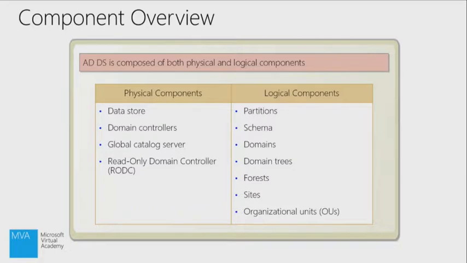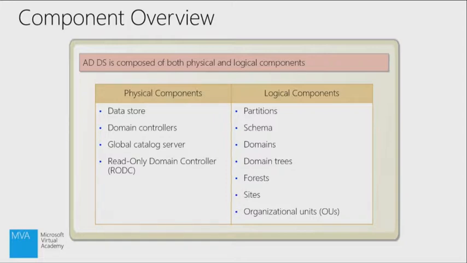Component overview. There's a lot on this slide. We're going to cover each of these pieces individually in the next couple of slides. Physical data components, domain controllers, global catalog servers, and the data store are really the three big, important, I'd say crucial in this case, required physical components to Active Directory domain services. Without any one of those three, it doesn't really function.